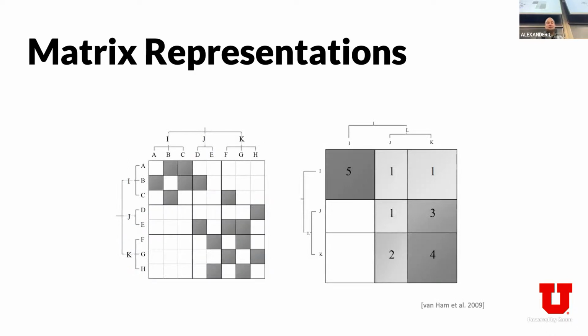And now, instead of representing the matrix like this, I could show the matrix like this. So I can say there are 5 connections within here, right? And then there's 1 connection from this cluster to this cluster, and there's one connection from this cluster to this cluster, and so on, right? So that would be a way to deal with scale for matrices.